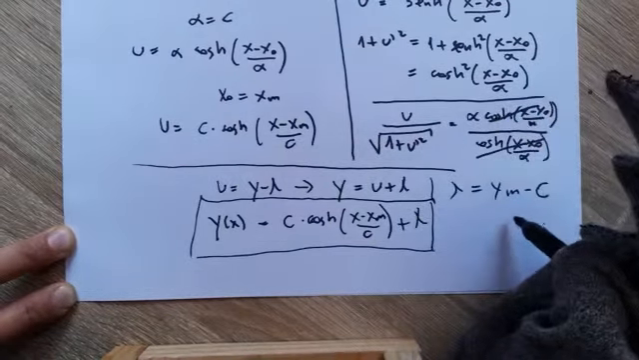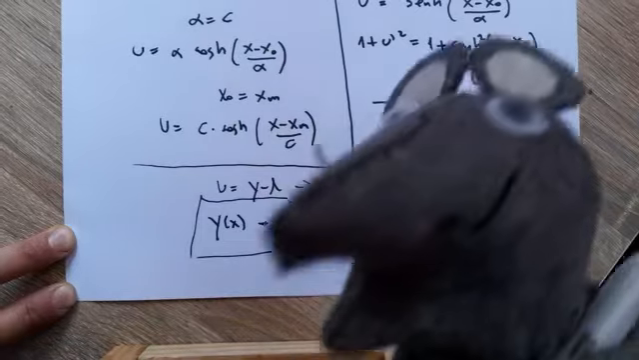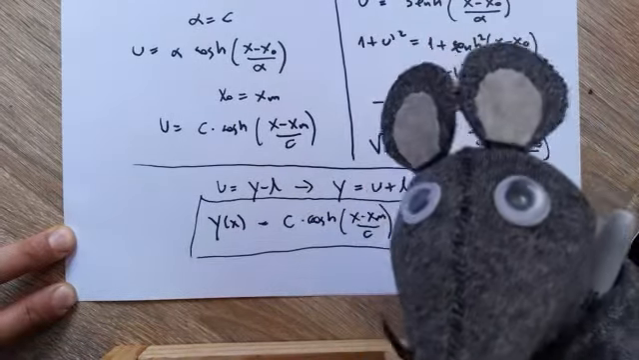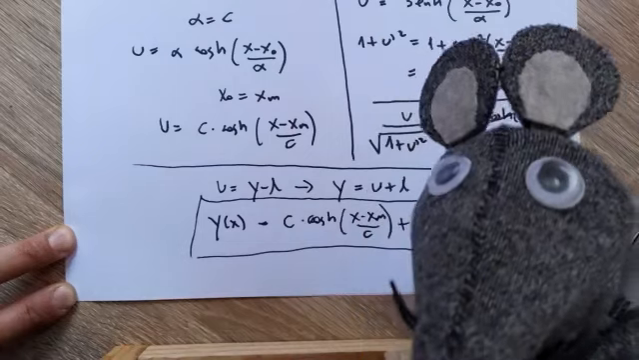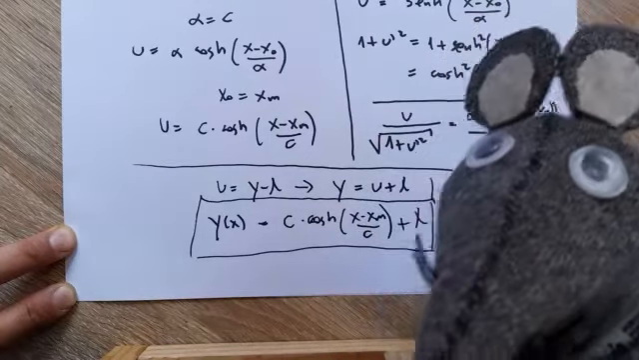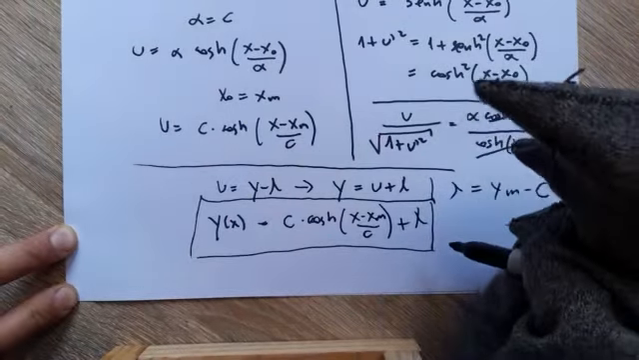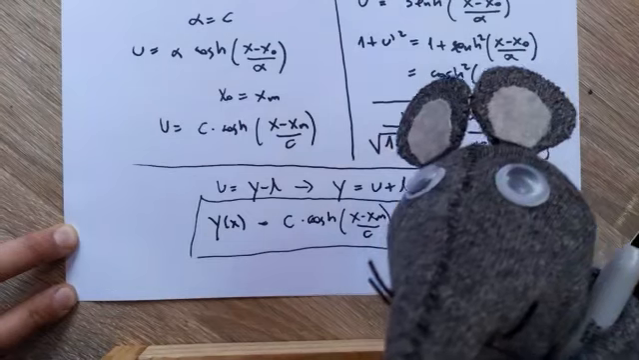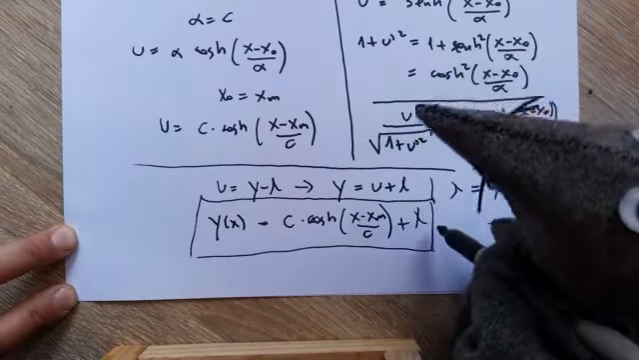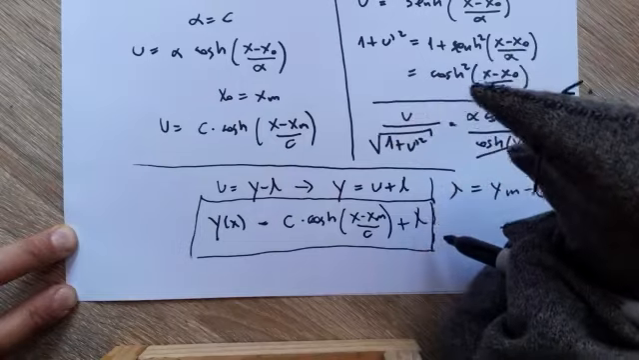So the catenary is a hyperbolic cosine curve. This expression can be derived in several ways, but I like this one. I think this is the neatest one for this curve.